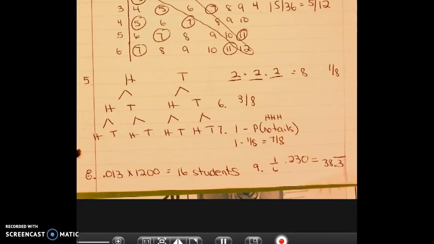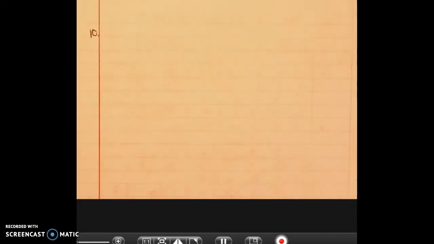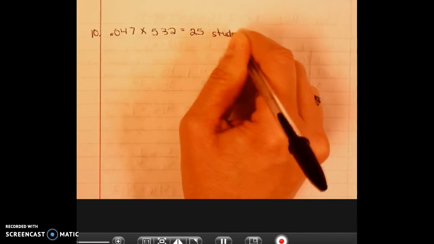Okay, question number 10 is similar. It says 4... have 0.047 times 532 students, and we would end up with approximately 25 students.